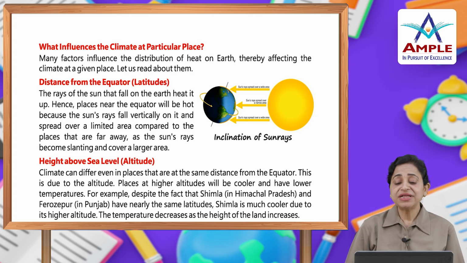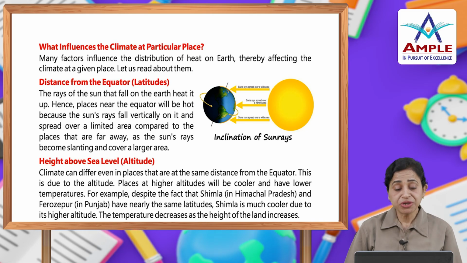The rays of the sun that fall on the earth heat it up. Hence, places near the equator will be hot because the sun's rays fall vertically on it and spread over a limited area, compared to places that are far away, as the sun's rays become slanting and cover a larger area.